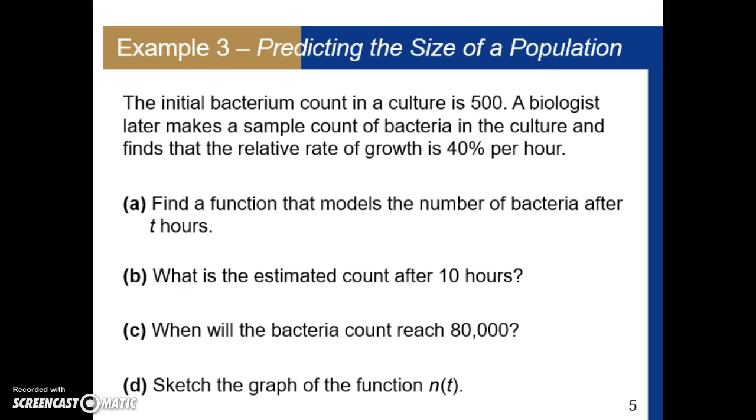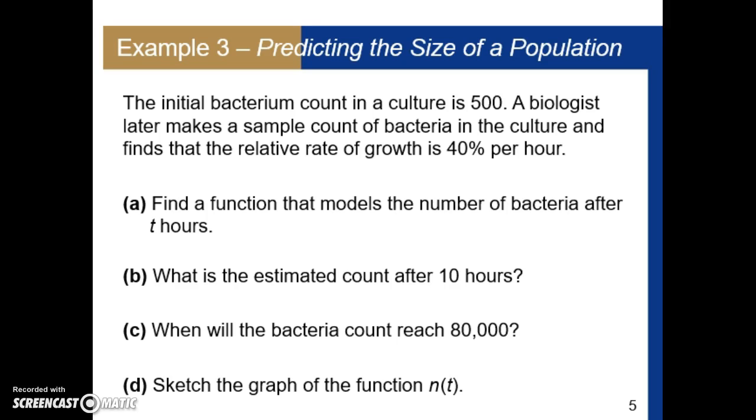The relative growth rate is k. We always give k as a decimal value, not as a percent value. So you're going to need to turn percents into decimals. We know 40% is 0.4. Per hour tells us that our time, t, is going to be in hours.